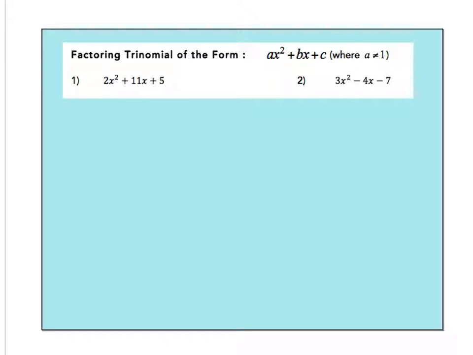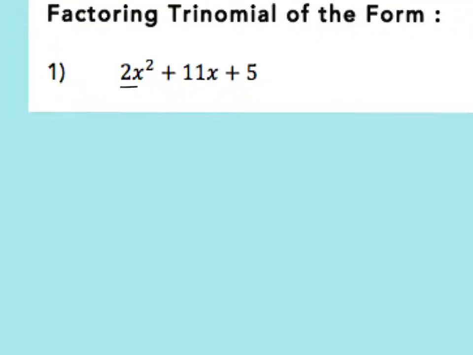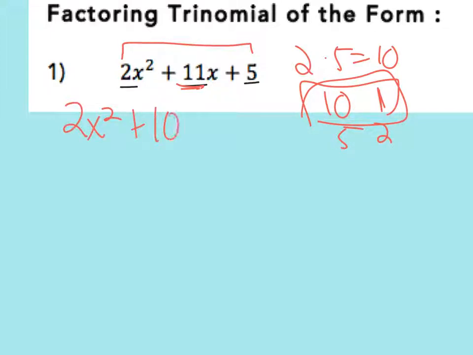Always check. First rule of factoring, can anything be pulled out? If I look at number 1, 2x squared plus 11x plus 5, nothing can be pulled out. So I start looking at 2 times 5, and I get 10. What multiplies to 10 but gets me 11? Well, 10 and 1 add up to 11. So what I'm going to do now is rewrite that middle term using 10 and 1. I split 11x into 10x plus 1x.